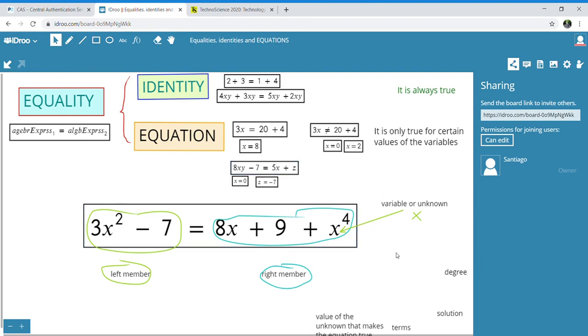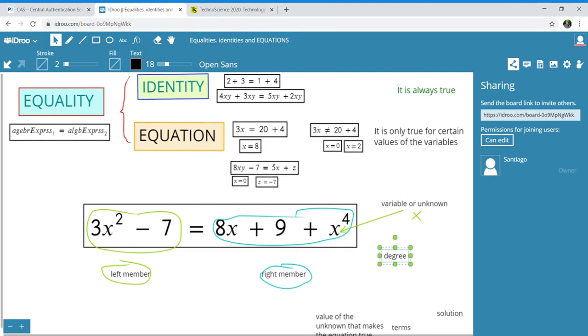We also have here the degree. What is the degree? The degree of an equation is the greatest of the degrees of the monomials. Look, this monomial is the one that has the greatest degree, in this case 4. So it's the greatest degree of the monomials. Look, for example, this equation that has xy, so the degree of this monomial is 2, so the degree of this equation is going to be 2.